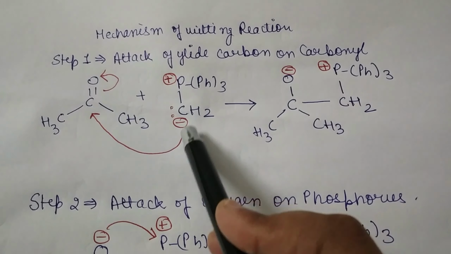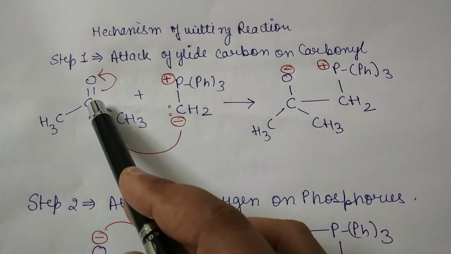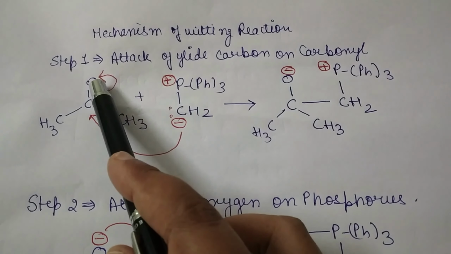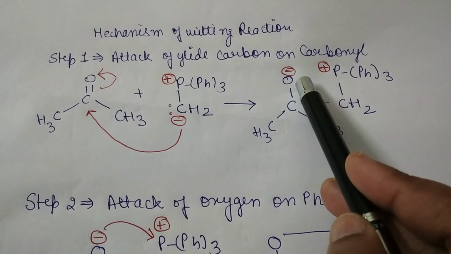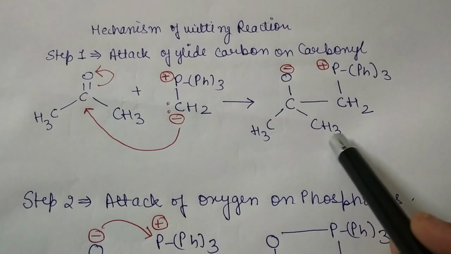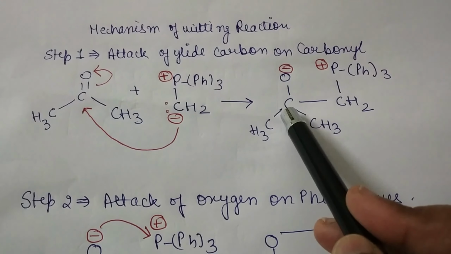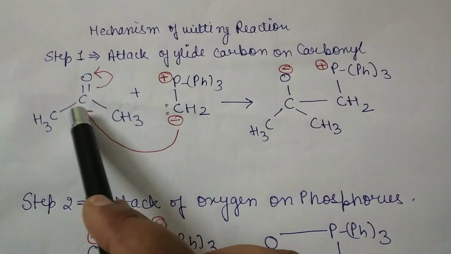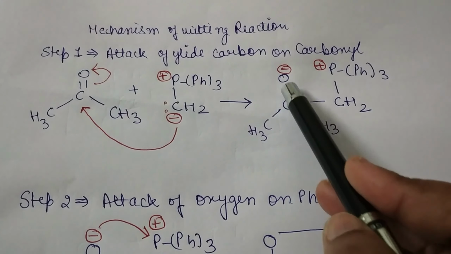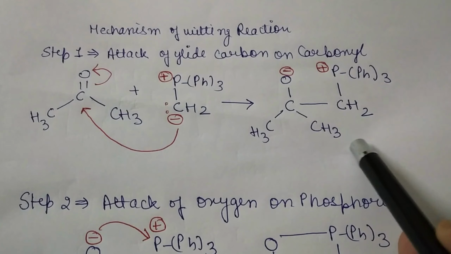So here this CH2 will form a bond with this carbon, and the double bond present between carbon and oxygen will break and oxygen will get a negative charge. So here you can see this type of structure will form. These are the alkyl groups which are already present, and this CH2 forms a bond with this carbon, and oxygen will get a negative charge. So this is step 1.